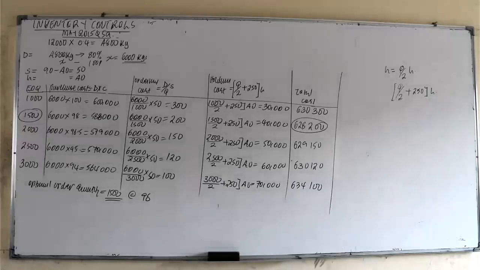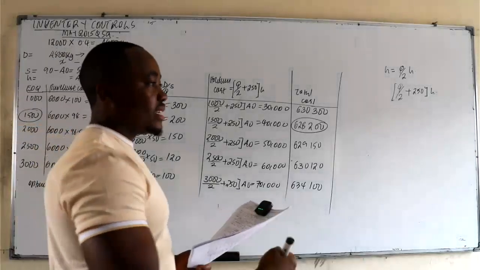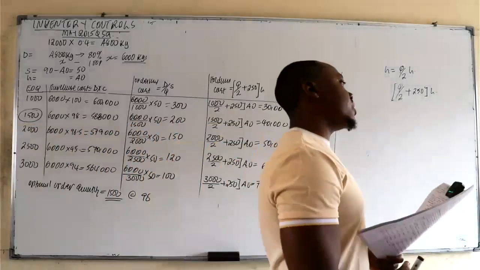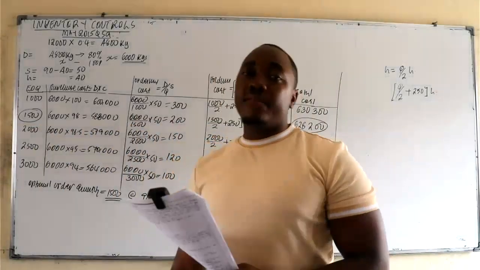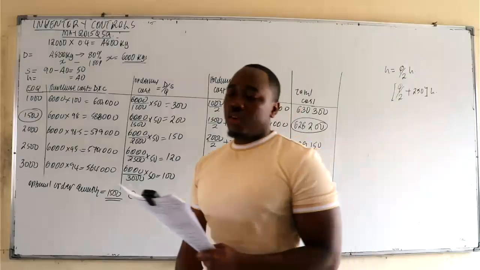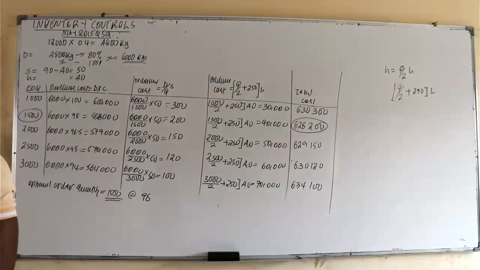And that's all about the deterministic EOQ, where the factors of the cost affecting the inventory-related cost are well known in advance. So our next class will start on stochastic EOQ.